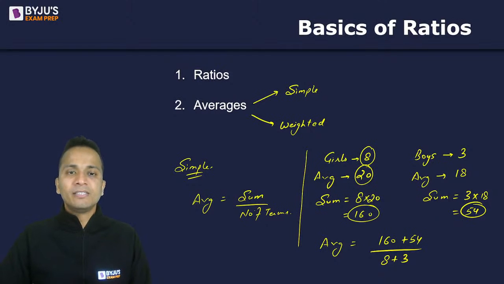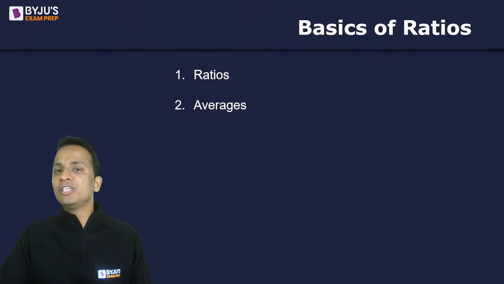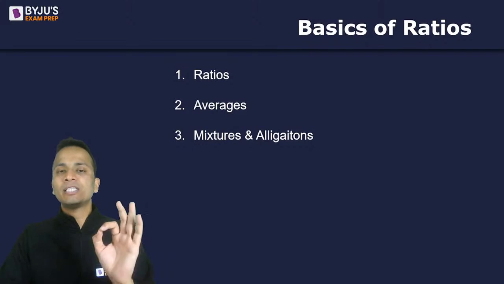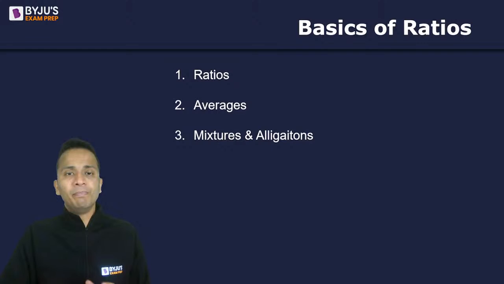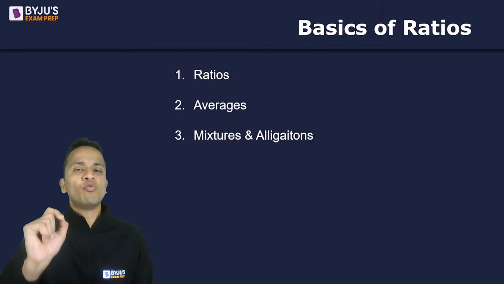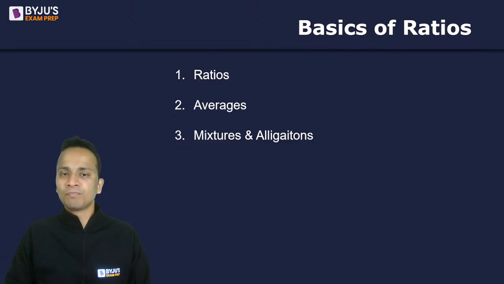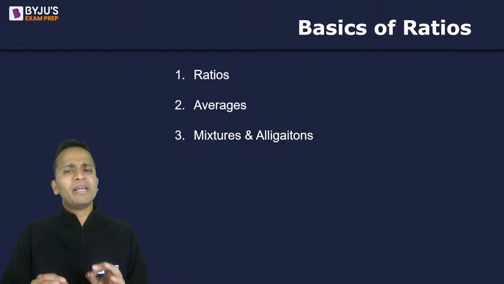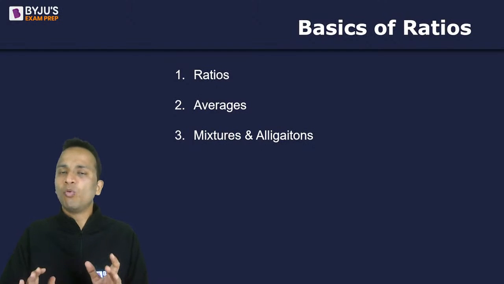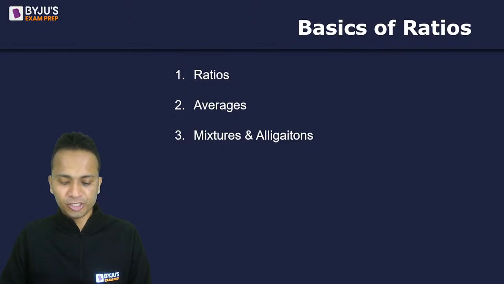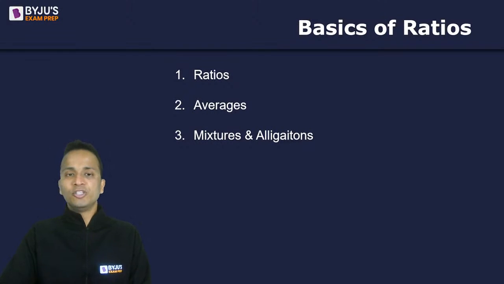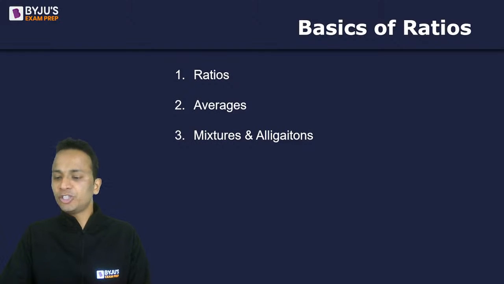Now moving ahead, then the application of averages will be used in the chapter of mixtures and allegations. Okay, now mixtures and allegations is again a very important area from which you will definitely find at least one question in your examination. So when it comes to CAT, every year we have seen at least one question coming from averages, mixtures and allegations. All right, fine. So this is the basics of ratios.